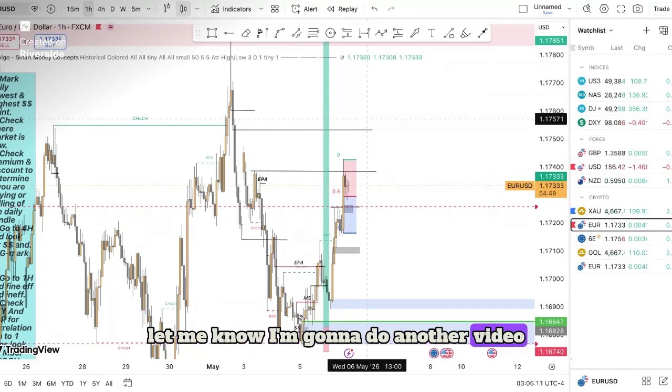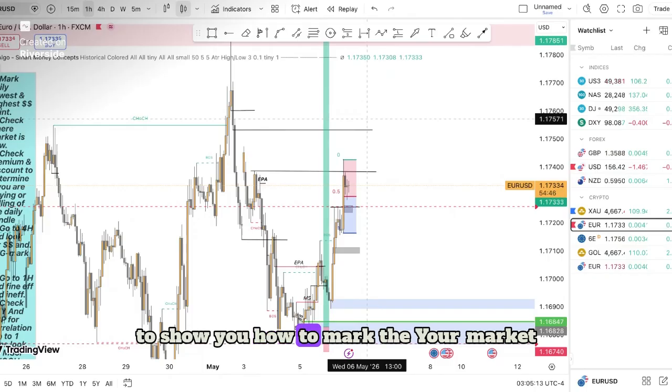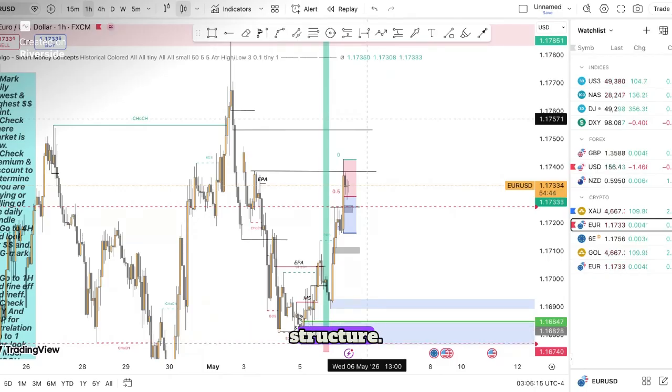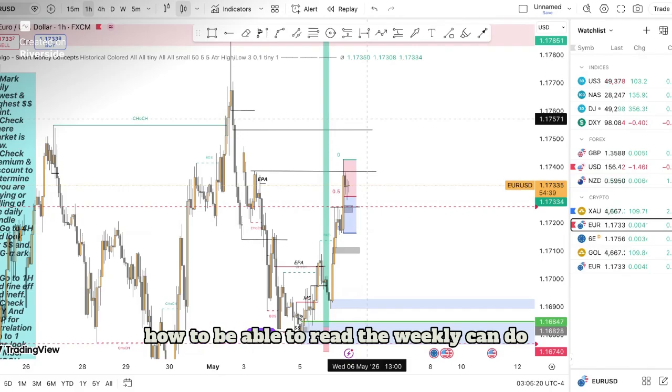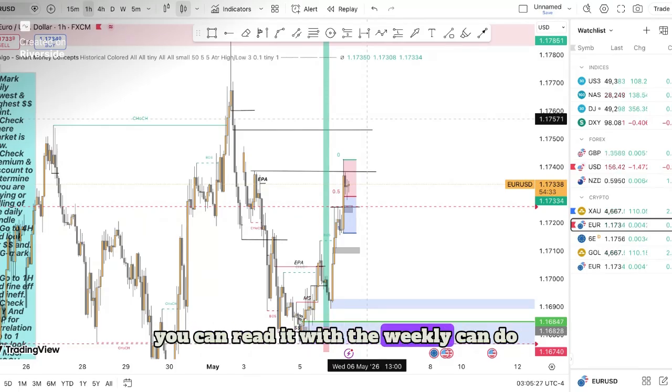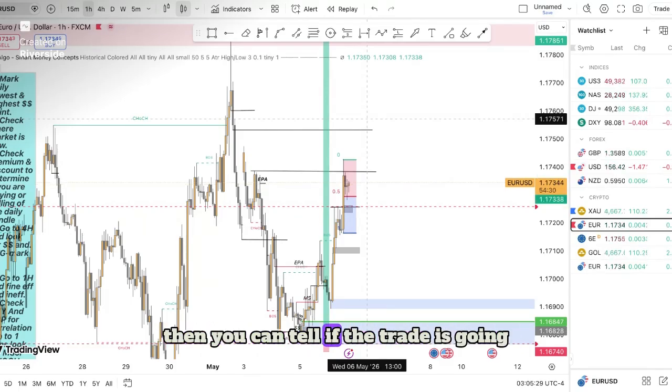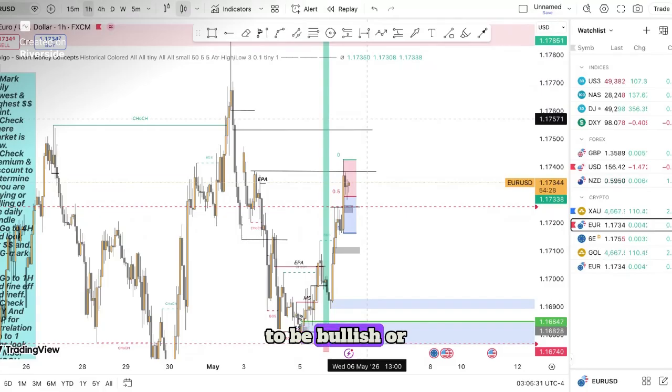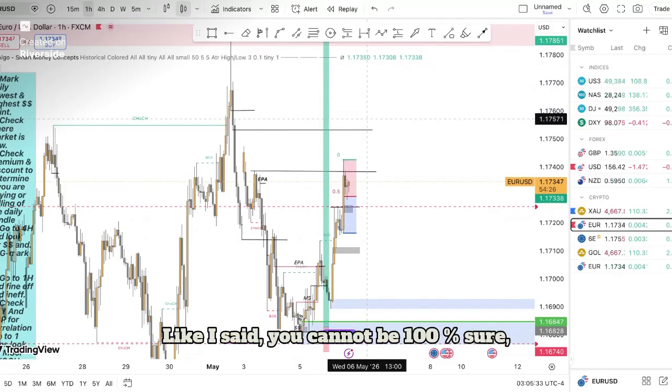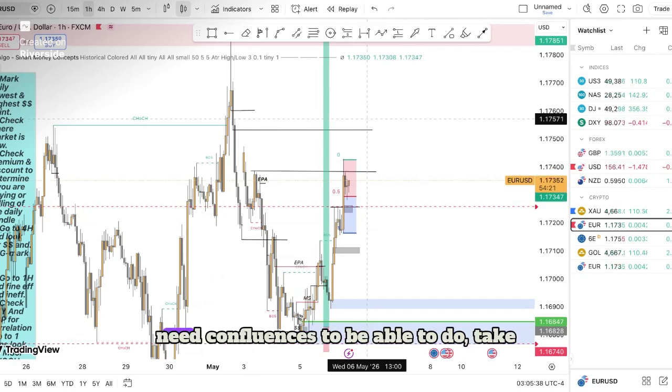I'm going to do another video to show you how to mark your market structure. I'm going to do another video to show you how to read the weekly candle. If you can read the weekly candle, then you can tell if the trade is going to be bullish or bearish. Like I said, you cannot be 100% sure, but you need confirmation, you need confluences to be able to take your trade.